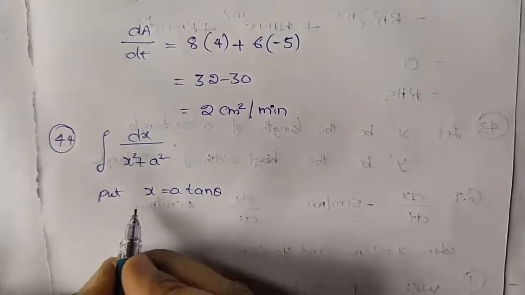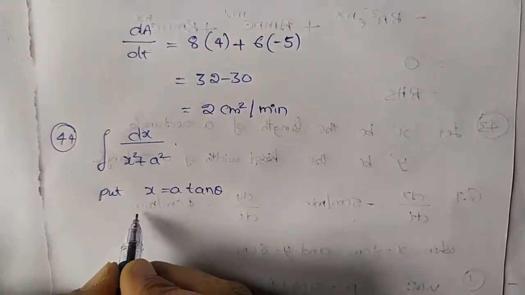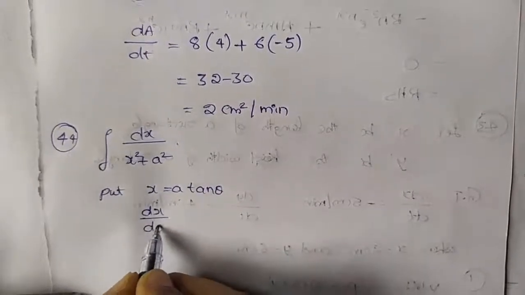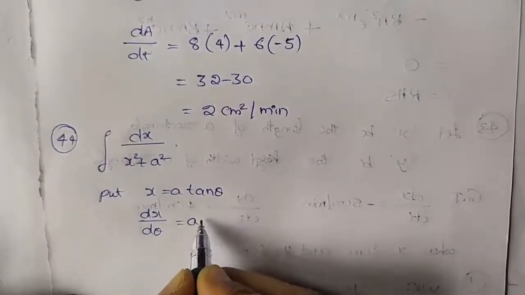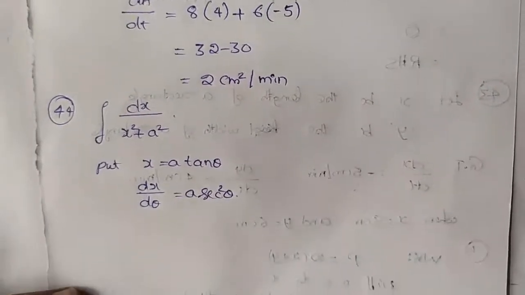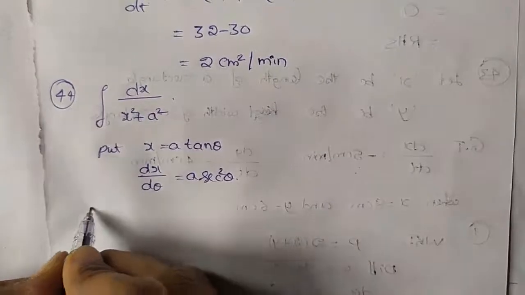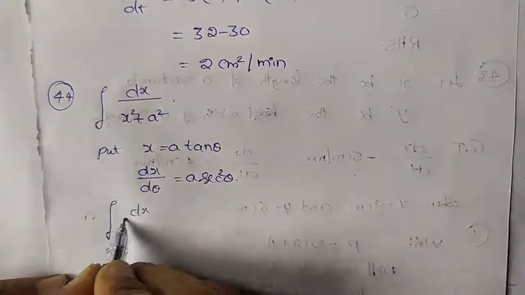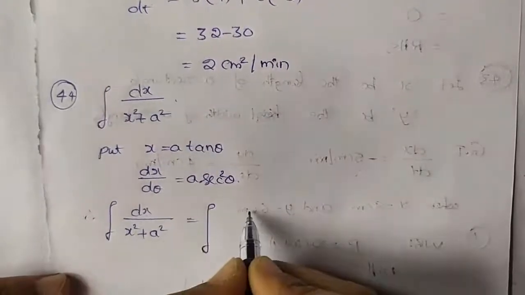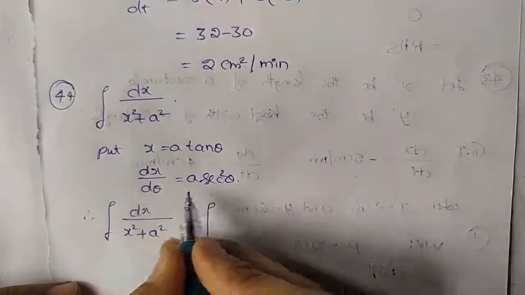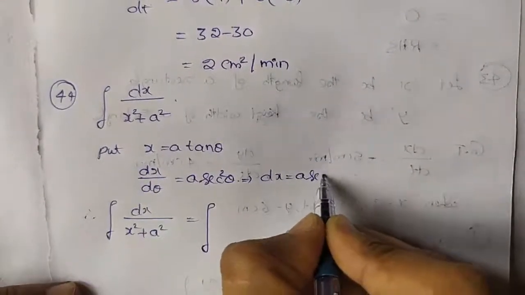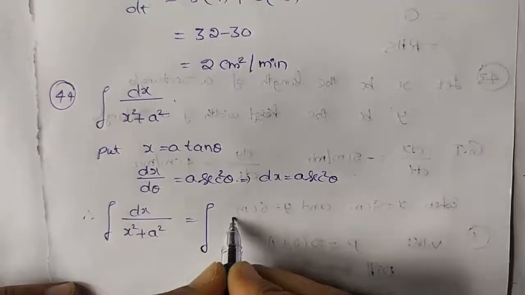Now differentiate with respect to theta, not t. dx by d theta equals a into the differentiation of tan theta, which is secant square theta. Now substitute. Therefore integration of dx divided by x square plus a square equals integration of, from this, dx equals a into secant square theta.